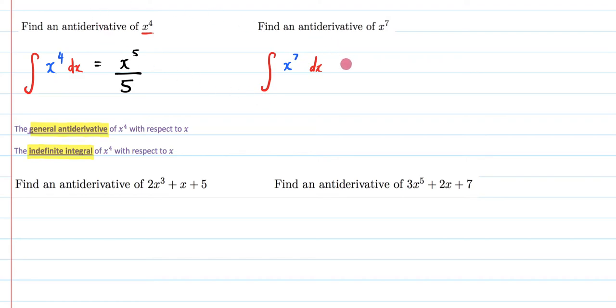And now we're going to write what our answer is going to be. So I'm going to add 1 to my power to make it 8, and then divide by that new power, which is 8. Just like that, let's now move on to the next one.